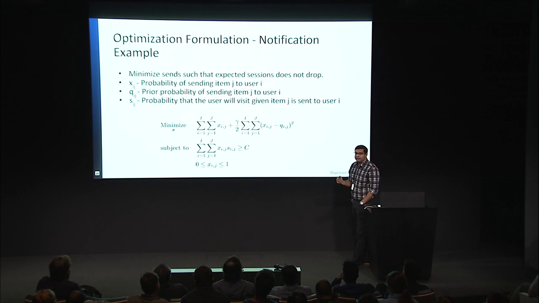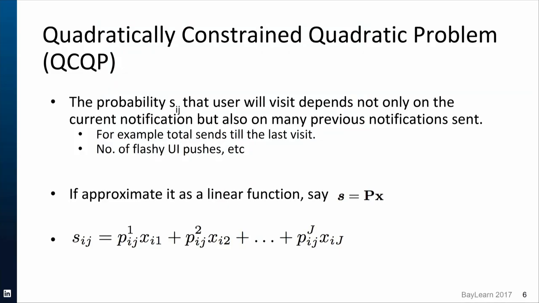So how do we actually come to a QCQP? The way we derive it is as follows. Now the probability Sij that a person visits, given that you have sent him a particular notification, depends not only on that particular notification, but also on things that you have sent in the past. For example, till the last sends, you have not sent him too many flashy pushes, or you have sent him multiple flashy pushes that makes him come back.